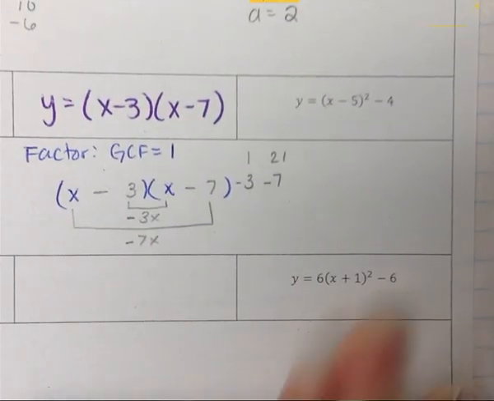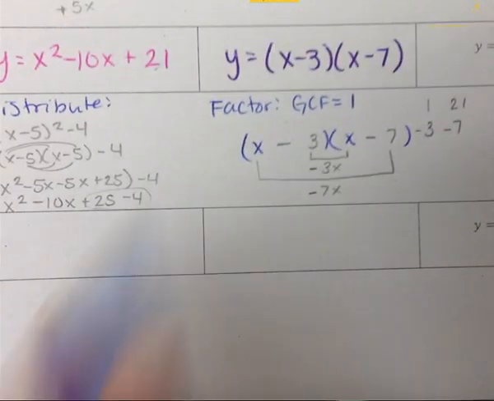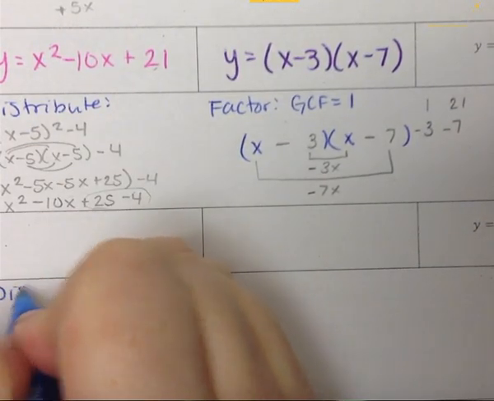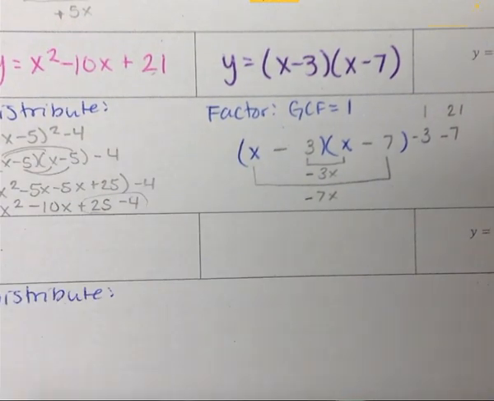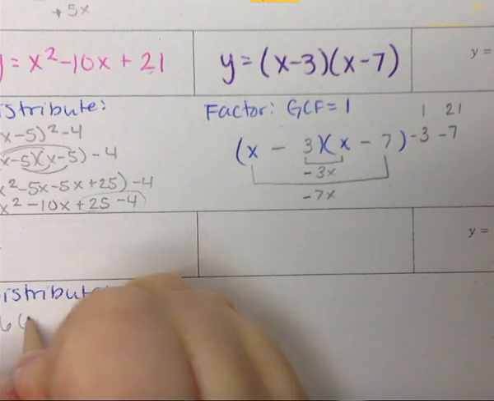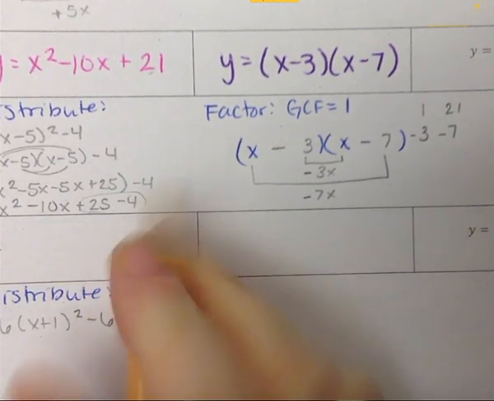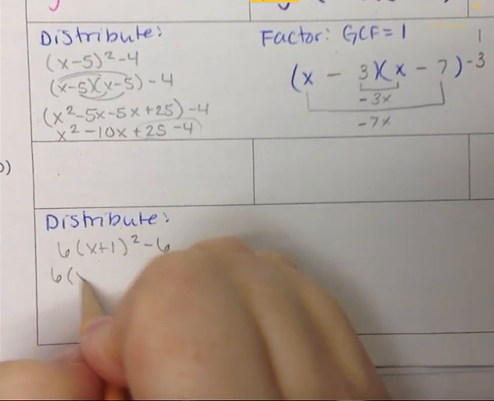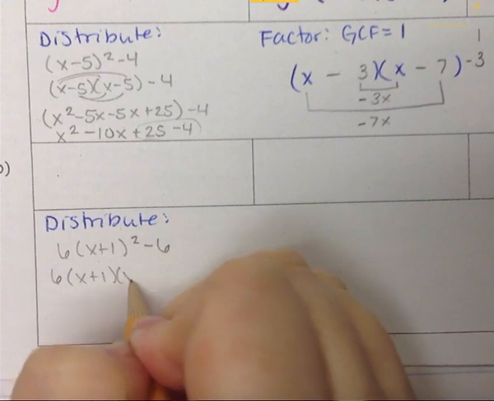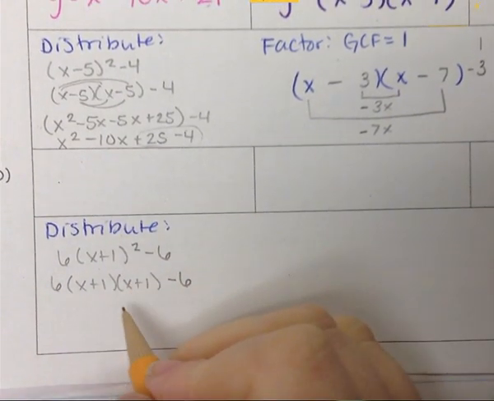This last example is again in vertex form. We're going to put it into standard form first by distributing. So for standard form, we're going to distribute. We have the original problem of 6 parentheses x plus 1 parentheses squared minus 6. So again, that x plus 1 squared means it's 6 times x plus 1, and then minus 6. We're going to distribute the parentheses first.